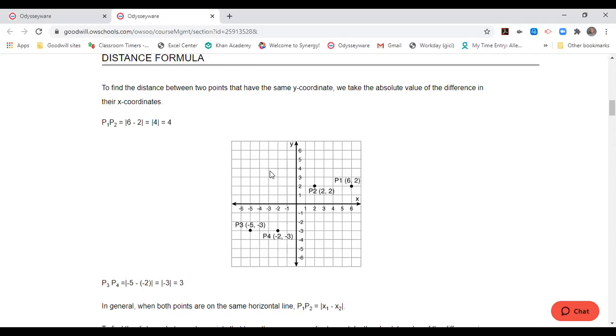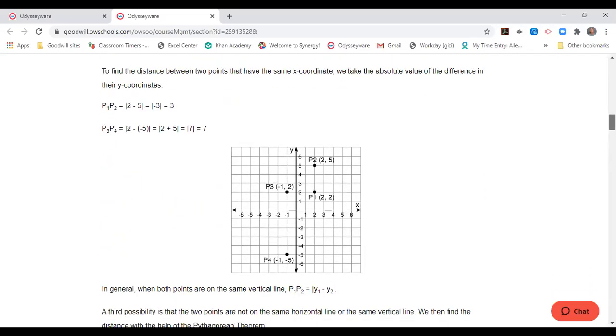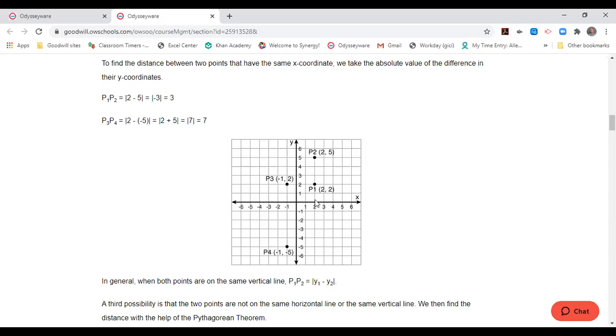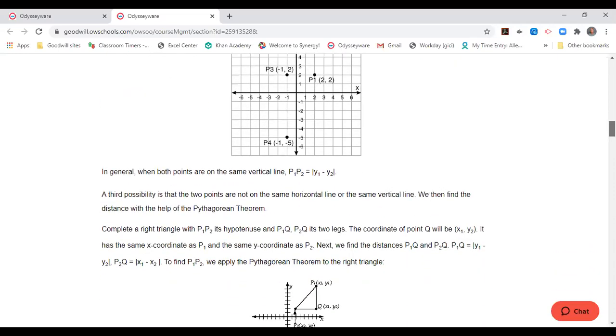If you looked at 2 points on the same x number, you can do exactly the same thing. The time that we need to use the distance formula is when things are on an angle. So here's examples on an x value. First number is 2 for both of these points. The distance is 3. 1, 2, 3. Here our x value is -1. The distance is 7. 1, 2, 3, 4, 5, 6, 7. From 2 minus 5 gives you a total of 7 squares. Vertical or horizontal, all you do is count.